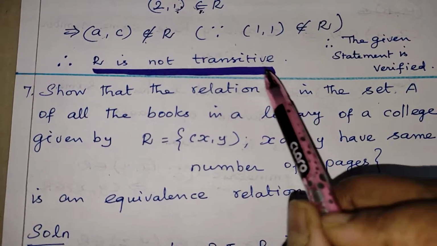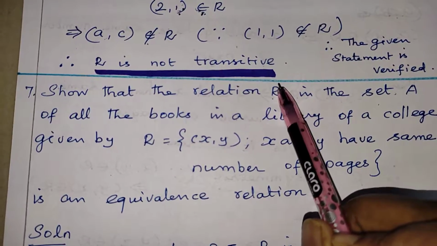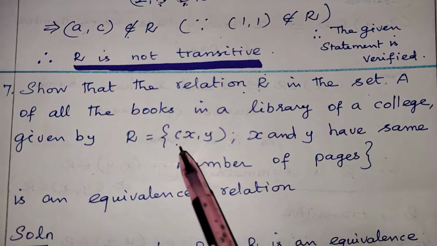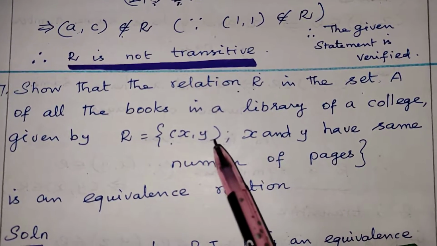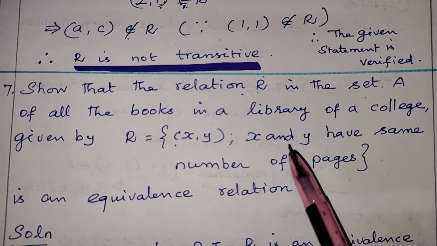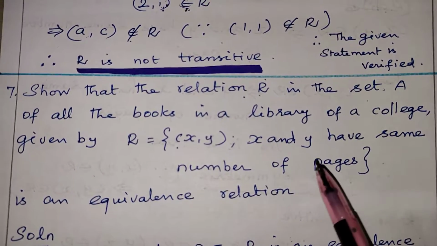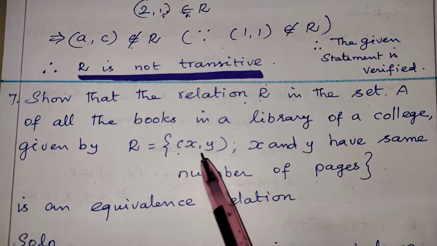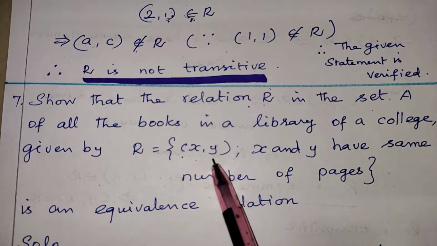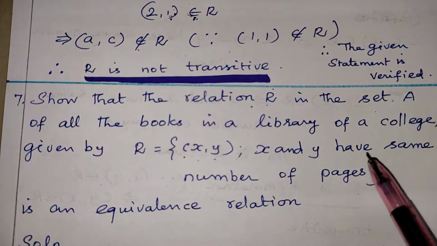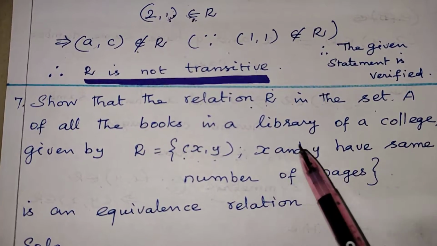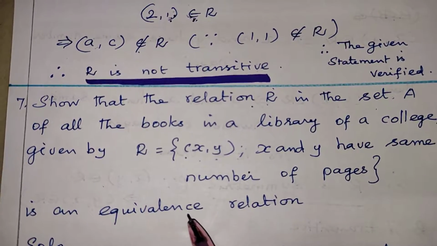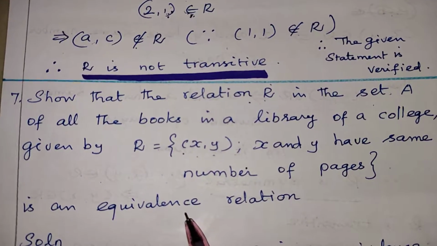The relation R, here we are taking the relation. How is this relation given? R is equal to the set of all (x, y) such that x and y have the same number of pages. Here these two are books. x is one book, y is another book. They have the same number of pages. This is the relation condition. We have to show that this relation is an equivalence relation.